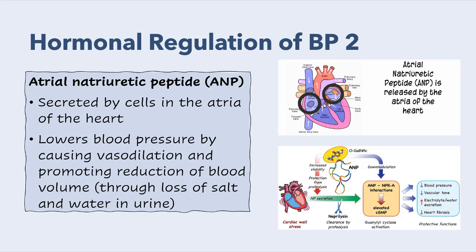Once ANP is secreted, then it will cause vasodilation. Vasodilation is the increase in the diameter of the blood vessels. It also promotes the secretion of water and salt in urine. So when you get rid of salt and water, you're essentially decreasing the blood volume, so the blood pressure can go back down. And so this is the only one that functions in the opposite mechanism to the RAA, ADH, epinephrine, norepinephrine.